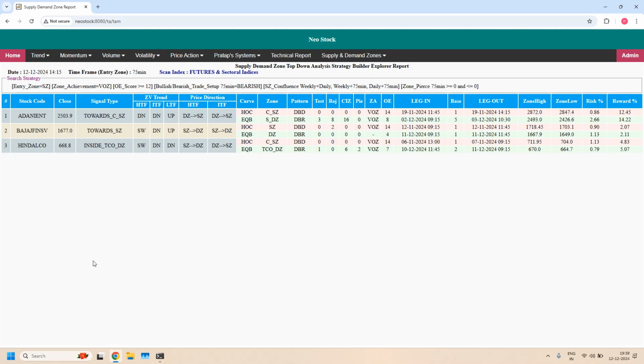In these 3 supply zones, these are all the 75 minute supply zones. These 3 75 minute supply zones are part of the daily supply zone. Again, both together part of the weekly supply zone in all the 3 stocks. And weekly trend is down in only 1 stock, remaining 2 sideways. You can ignore them. The first one is having a weekly EMA confluence. It is even more high probability trade setup supported stock.